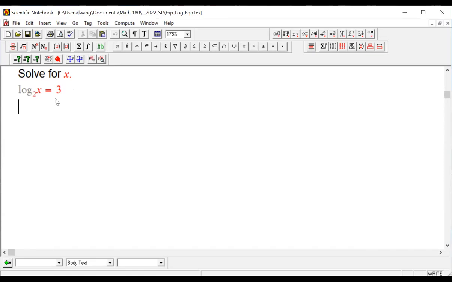What does this mean? This means that we have a function, and the input to that function is x. We should assume, because we know the domain of a logarithm, that even though we don't know the solution, we know the solution is going to be positive. And we know the output is going to be 3. We must understand this.